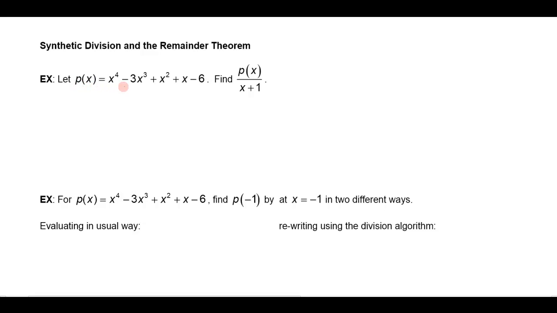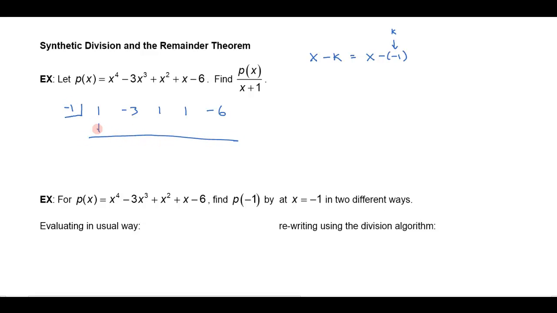We have a polynomial p of x given by this formula, and I'd like to divide that polynomial by x plus 1. So you remember that we use for the synthetic division the coefficients of the polynomial, 1, negative 3, 1 for x squared, 1 for x, and negative 6 for the constant term. I put a little box over here, and what goes in this is the value of k when I divide by x minus k. So in this case I would have to think of this as x minus a negative 1, so my k value is negative 1, and that's what goes in this little box right here.